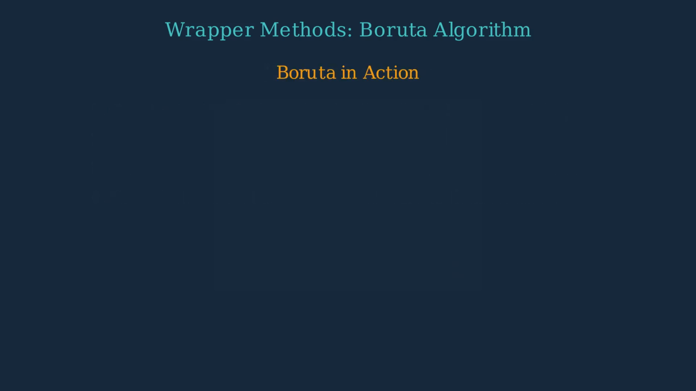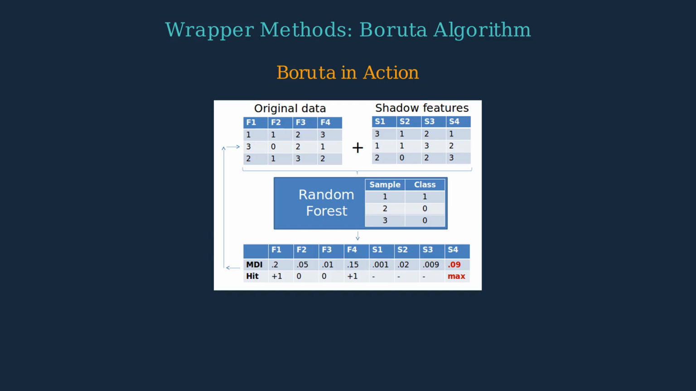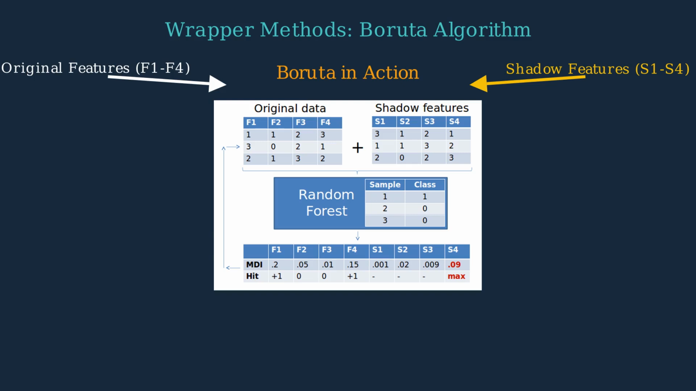This illustration shows how Boruta creates and uses shadow features to determine feature importance. Original features are combined with shadow features, which are shuffled copies of the real data.